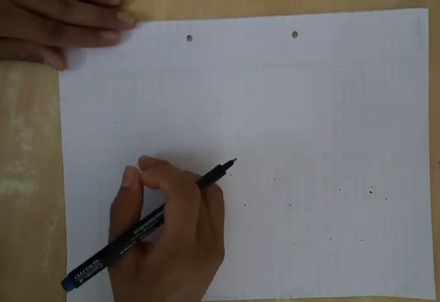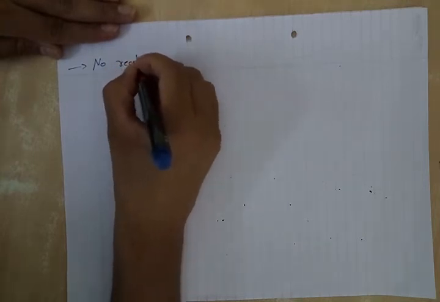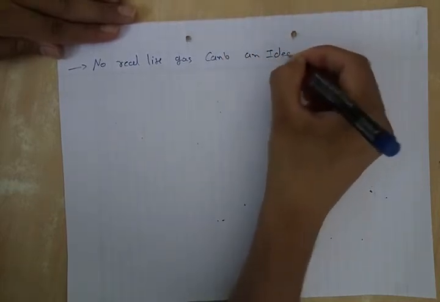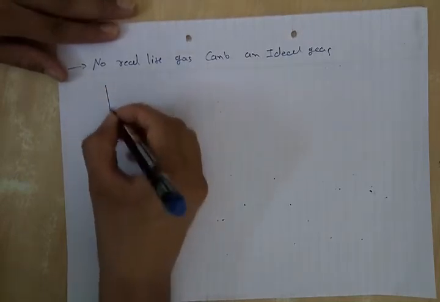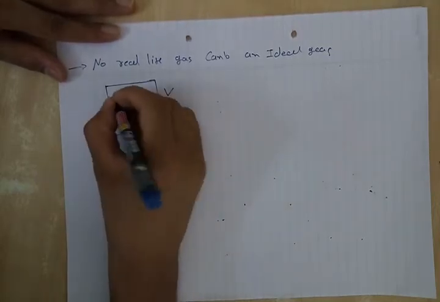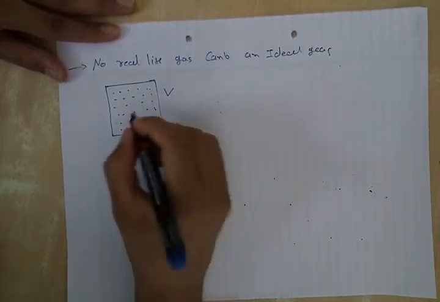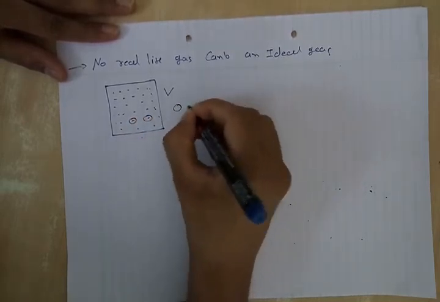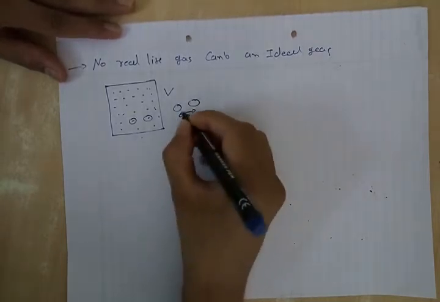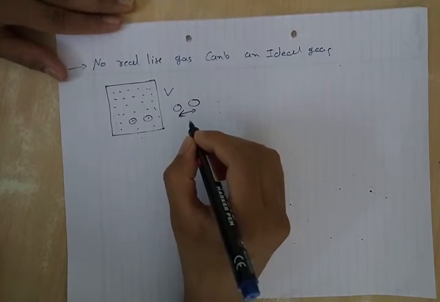Actually ideal gas is an imaginary concept. No practical gas or no real life gas can be an ideal gas. This is because let us say we have volume V, and in this volume we have gas molecules, and between these two molecules we have cohesive force. Hence, due to this cohesive force, real gas deviates from ideal gas behavior.